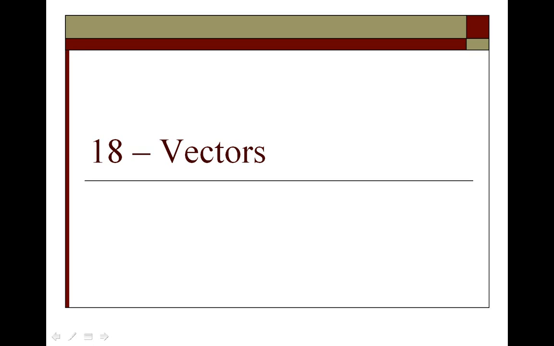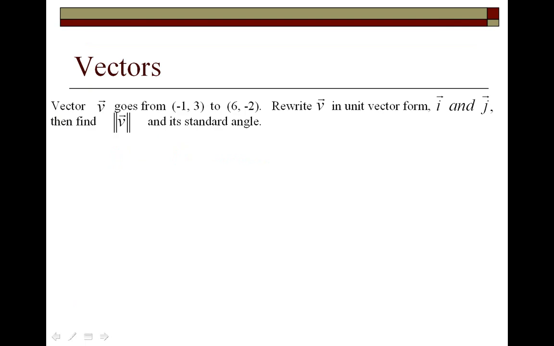Topic 18 is on vectors. So let's take a look at a typical calculator kind of a vector problem. Vector v goes from (-1, 3) to (6, -2). We want to write the vector v in unit vector form i and j.